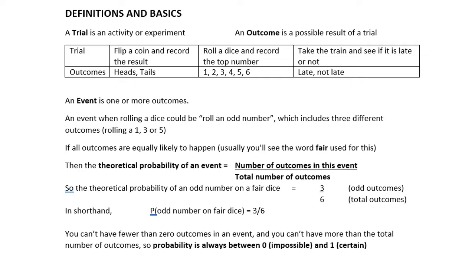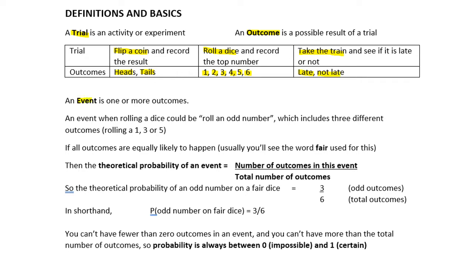The first word we've got here is trial. Trial is just something that you do. For example, flip a coin, or roll a dice, or see if the train's late. An outcome is something that happens when you do that trial. So if you flip a coin, the outcomes are heads or tails. There are two possible outcomes there. If you roll a dice, there are 6 possible outcomes. If you take the train, there's 2 outcomes if we're just looking at whether it's late or not.